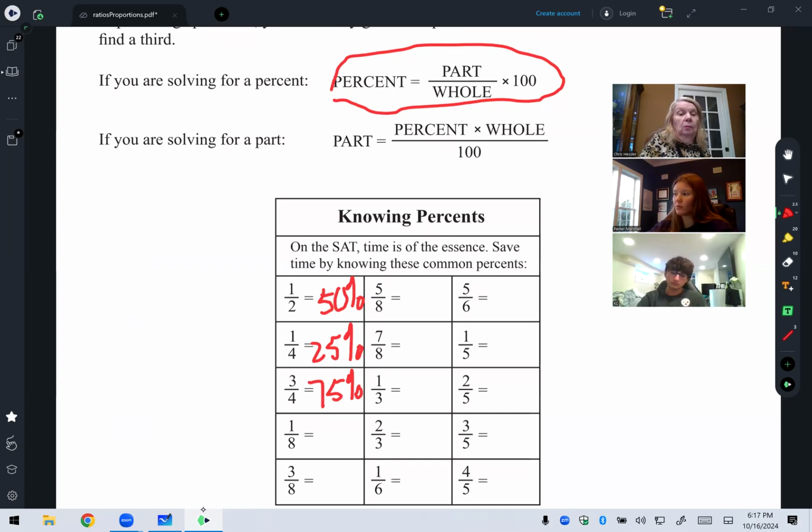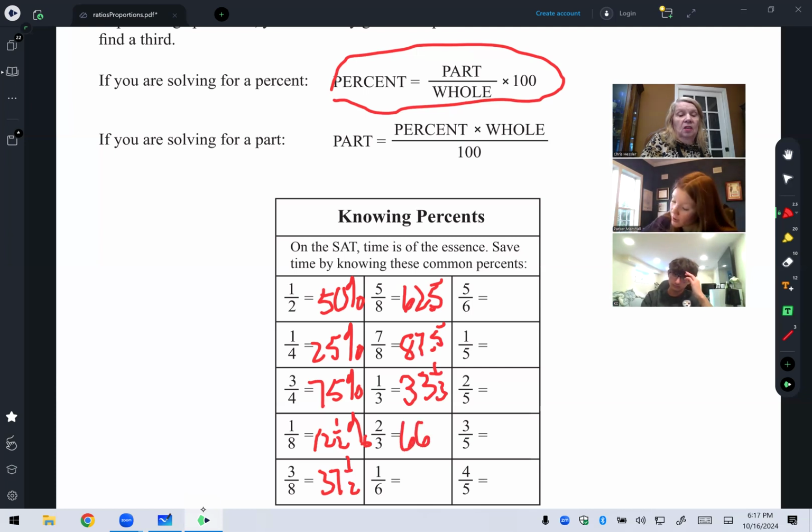1/8 would be 12.5%. It's hard to write on this thing. 37.5. 62.5. 87.5. Then a third we know, that's 33 1/3. 2/3 is 66 2/3. 1/6 is 16 2/3. 5/6 would be 83 1/3. And these would be 20, 40, 60, and 80.